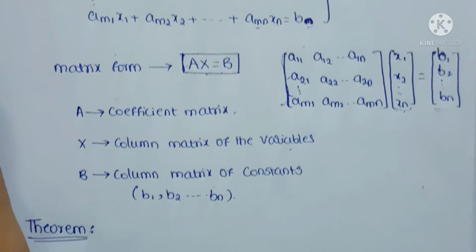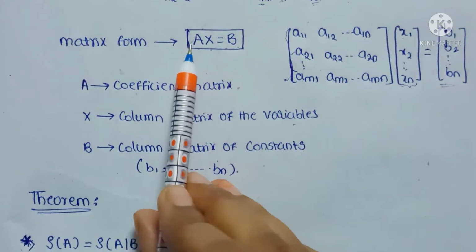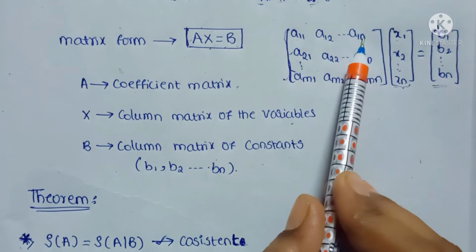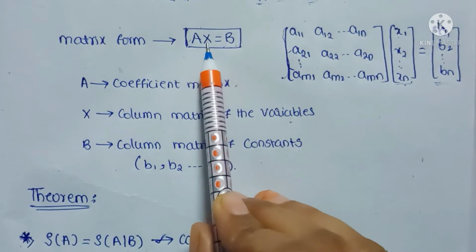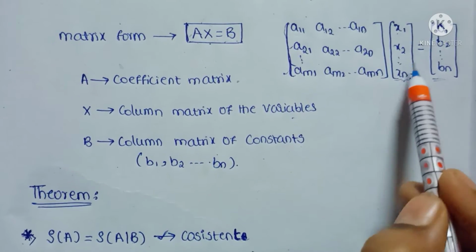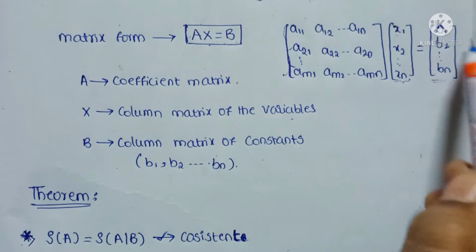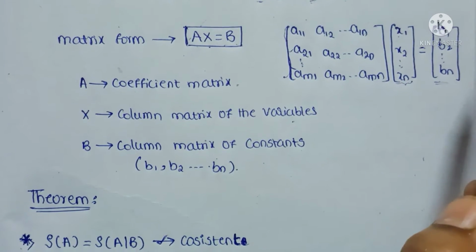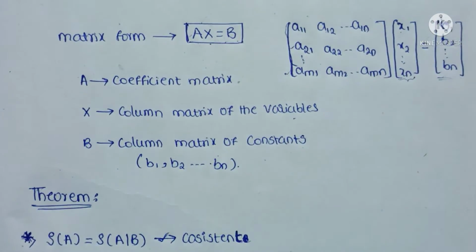AX equal to B, where A is the coefficient matrix with entries a11, a12, a1n and so on, X is the column matrix of variables x1, x2 and so on xn, and B is the column matrix of constants b1, b2 and so on bm. Coming to the solution for this, here we can see the theorem.